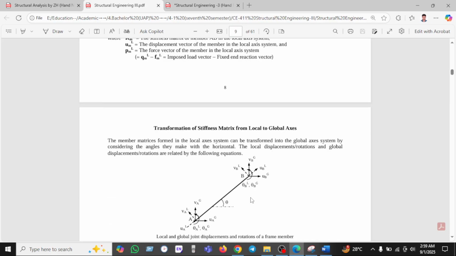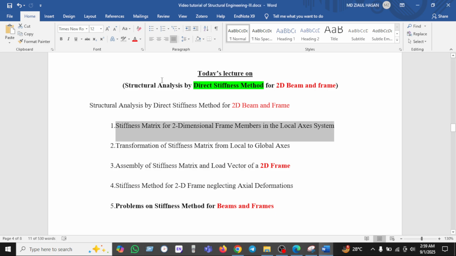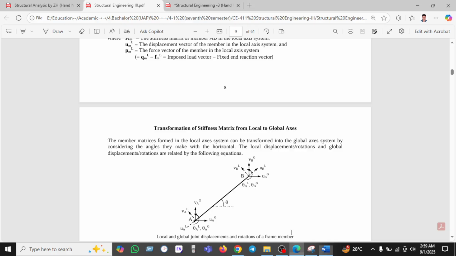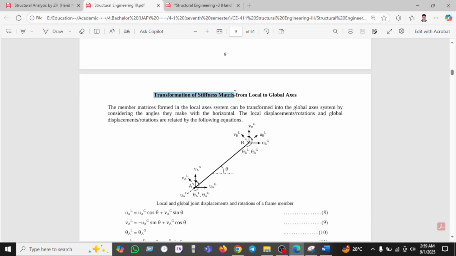Now we are going to the next topic, which is transformation of the stiffness matrix from local to global. Here is the transformation of the stiffness matrix from local to global. The member stiffness matrix found in the local axis system can be transformed into the global axis system by considering the angle it makes with the horizontal. It is always horizontal. Keep this in mind. The local displacement or rotation and the global displacement or rotation are related by the following equation.